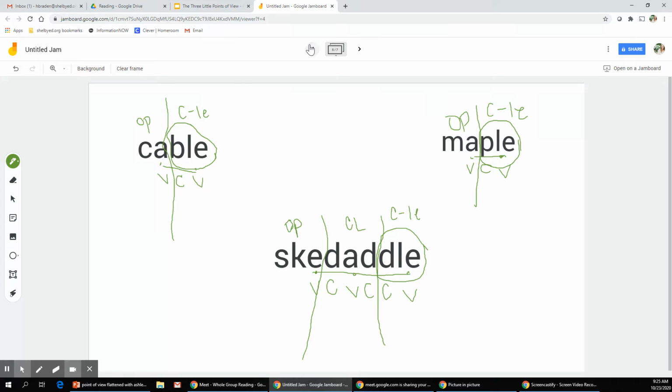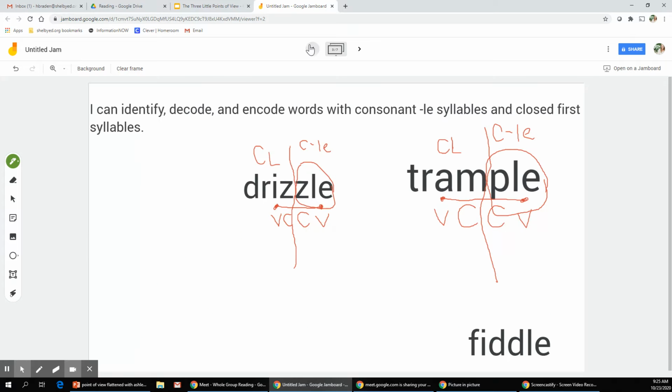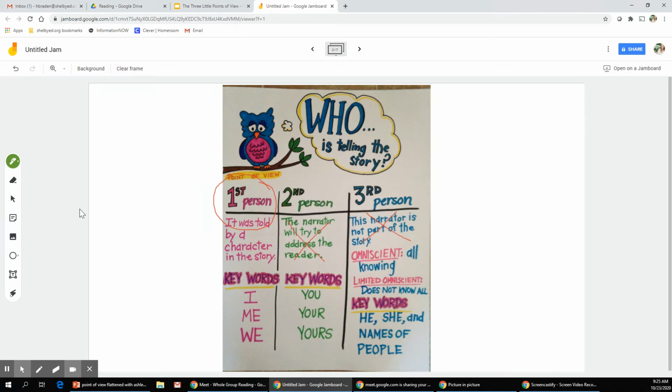I wanted to go back over this chart. Let me erase. All right. Okay. Remember, in points of view, there's 3 and really 3.5 points of view because the third point of view has 2. So it's like an umbrella. Third point of view has 2 parts under it. Okay. So the first person is pretty easy because it's coming from a character inside the story. So the narrator, the person that's telling the story, is inside the story. They are part of the story.